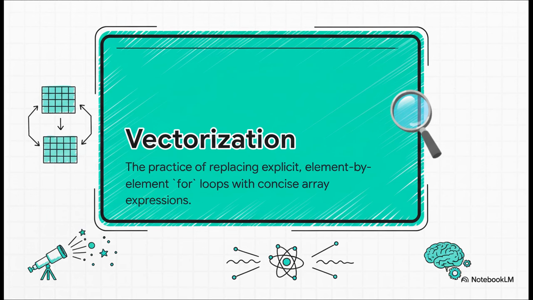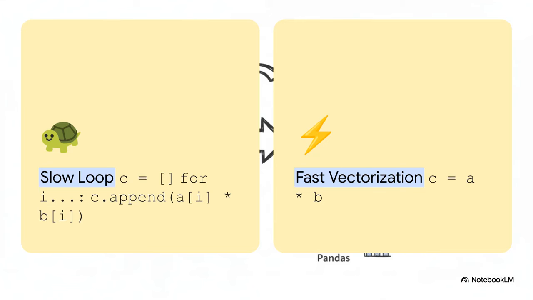What this does is it pushes that slow loop out of Python and down into highly optimized, pre-compiled C code. And this just says it all, doesn't it? On the left, you have a slow, clunky, multi-line Python loop. On the right, you have one elegant line of NumPy code. C equals A times B. That's it? It's not just way easier to read, it's orders of magnitude faster.